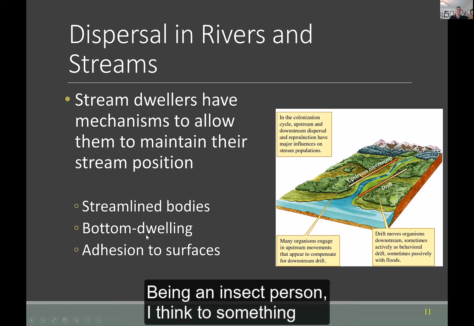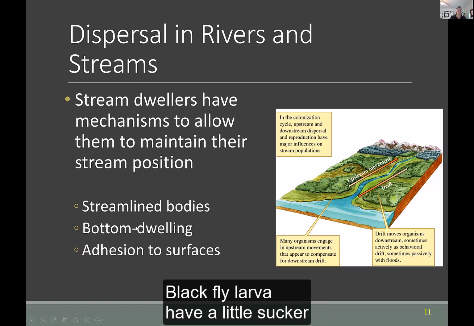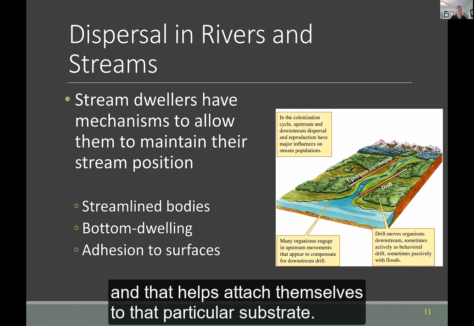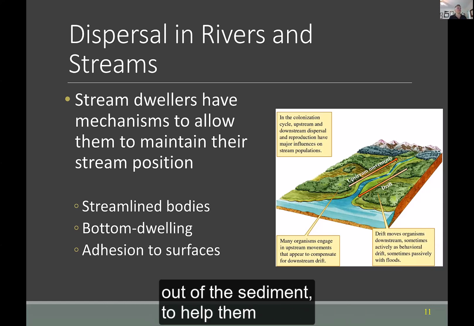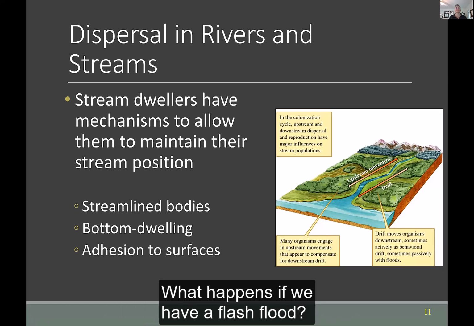I, being an insect person, think of something like black fly larvae. Black fly larvae have a little sucker at the posterior end that helps them attach to a particular substrate. Something like caddisflies create little cocoons out of the sediment to help establish themselves and prevent them from drifting off. What happens if we have a flash flood?